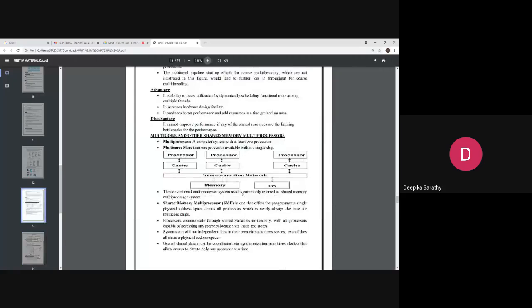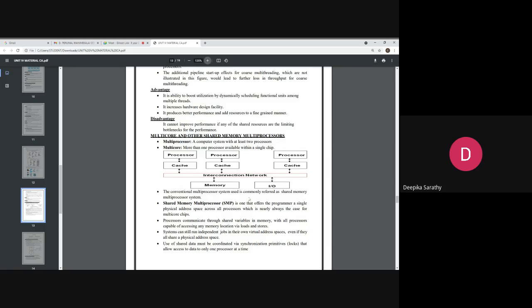Now we are going to see what a multiprocessor is. It is a computer system with at least two processors. With at least two processors, that is called a multiprocessor. It can be two processors or three processors, that's not a problem. If it has more than one processor, I call it a multiprocessor. What is multi-core? More than one processor available within a single chip, having more than one processor in one chip, and calling it multi-core.